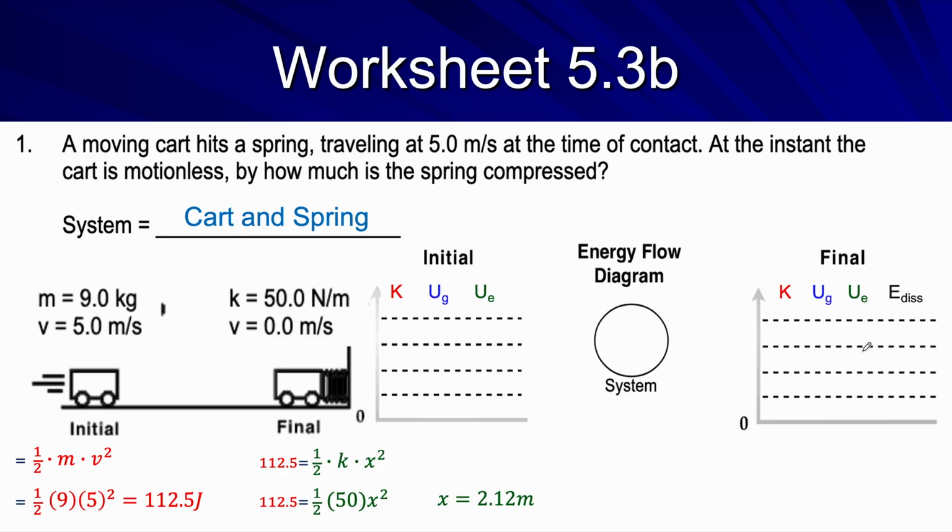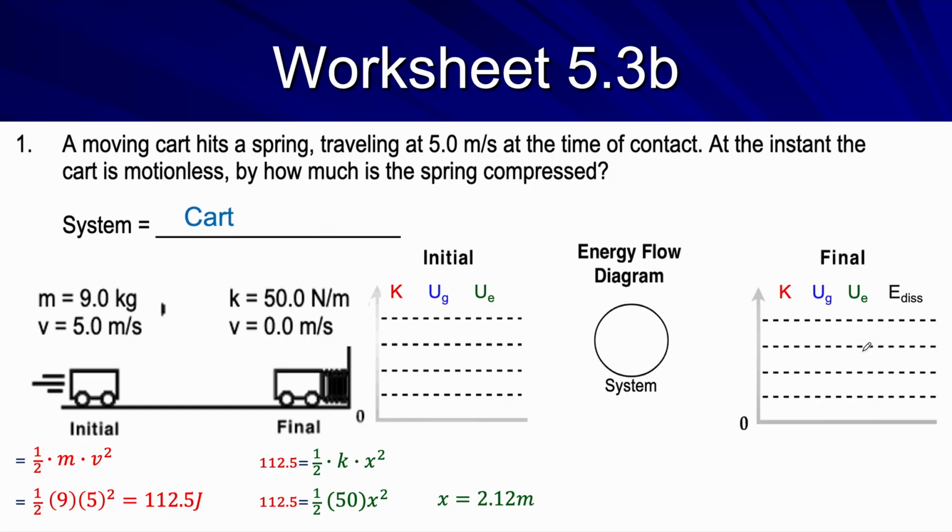What's our energy diagram look like? Well, we start out with kinetic energy, we end up with elastic potential energy, and all of it stays inside of our system. So there is no energy flow diagram at all. I'm also assuming that there's no friction, so no E-dis is generated.